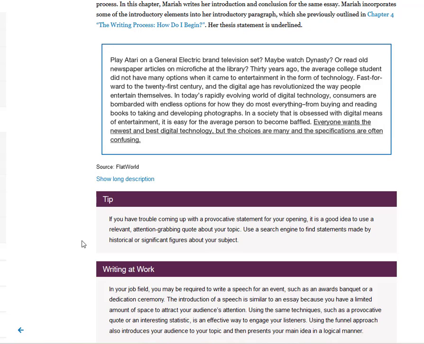In a society that is obsessed with digital means of entertainment, it is easy for the average person to become baffled. Now you have the thesis statement. Your thesis statement is always the last sentence of your introduction. Everyone wants the best and newest digital technology, but the choices are many and the specifications are often confusing. So that's going to be the topic of your essay.